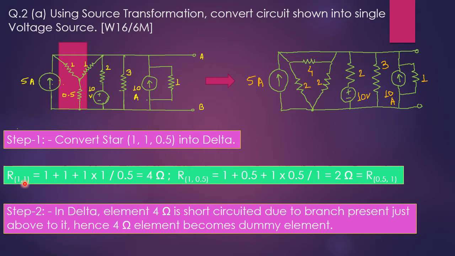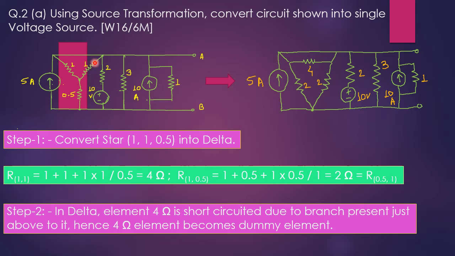So now, when you have to find out the delta element between 1 and 1, the equation involved is R(1,1). It means you are finding the delta element between 1 and 1 of the star. It is equal to 1 plus 1 plus 1 into 1 upon the third element, that is 0.5. So its answer is 4.